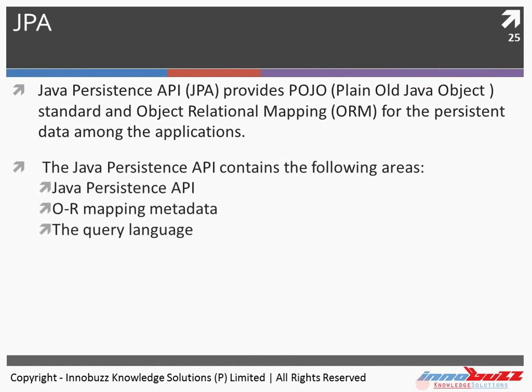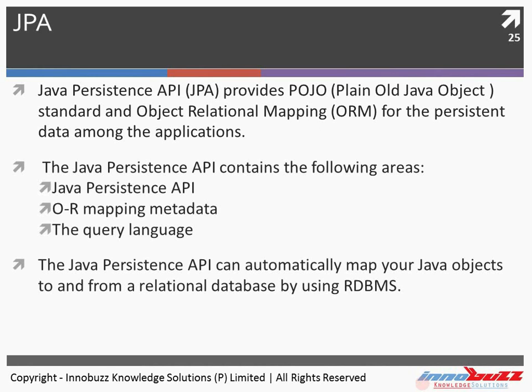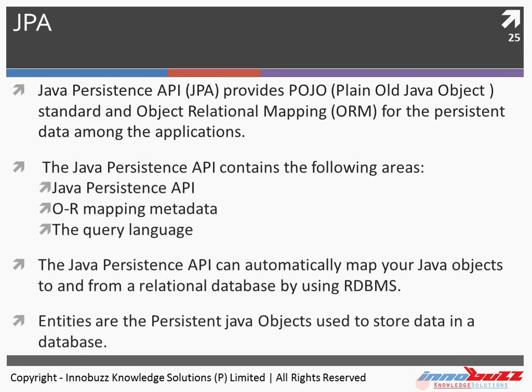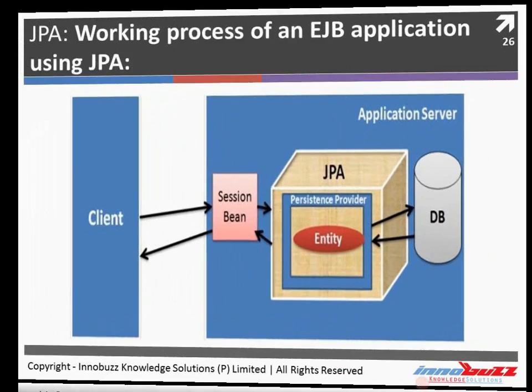The Java Persistence API contains the following areas. It contains an API, OR mapping metadata, and the query language. So Java Persistence API can automatically map your Java objects to and from a relational database by using RDBMS. Entities are the persistent Java objects used to store data in a database.